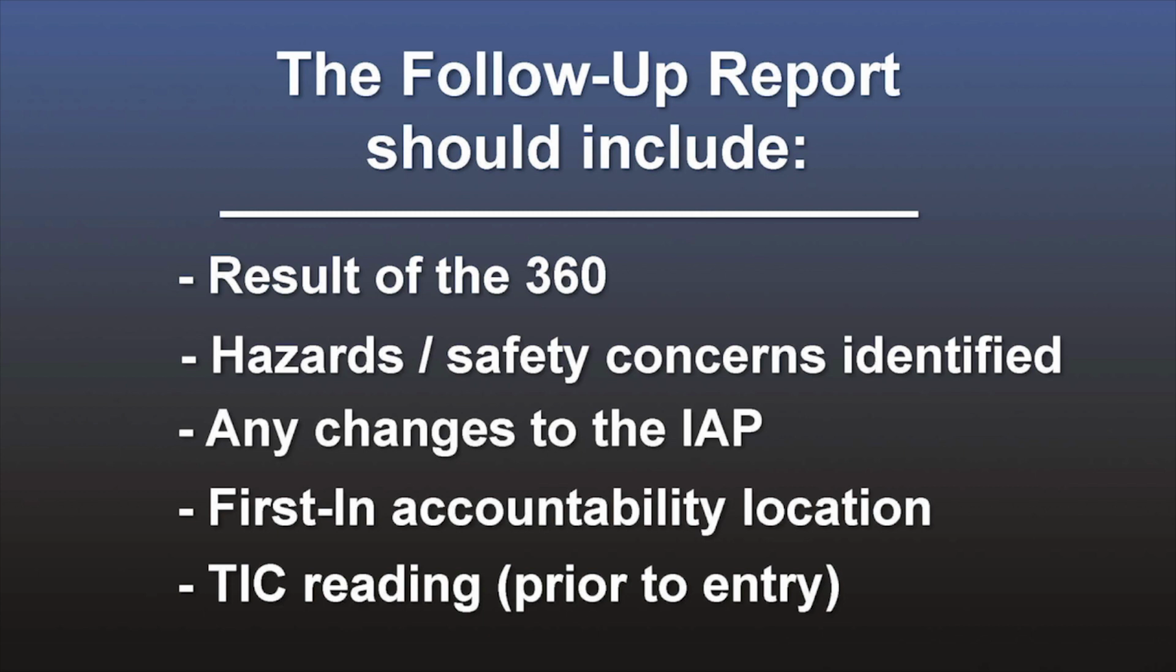The follow-up report should include results of the 360, any hazards or safety concerns that are identified, any changes to the IAP, the first-in accountability location, and a tick reading prior to making entry. The initial radio report is usually performed from the front seat of an apparatus. Once the report has been given and OEC acknowledges the report using the order model, the company officer gets out to perform a 360-degree size-up.